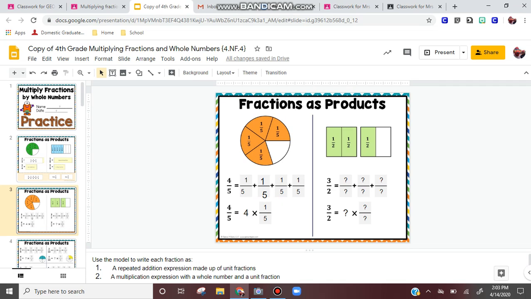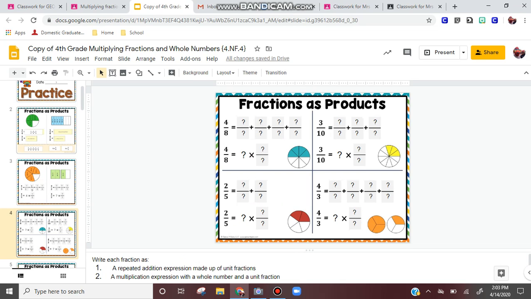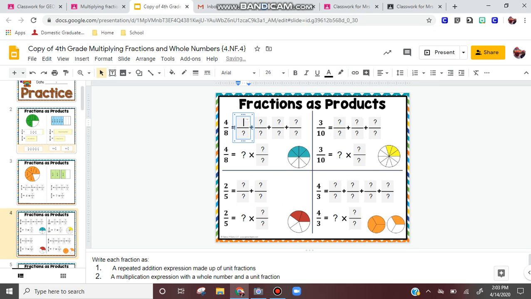Here you have 3 halves, so 1/2 plus 1/2 plus 1/2. So you could write it 3 times, or you could do 1/2 times 3. Same situation there. Okay, the next slide is the same thing you just did. So I have 4/8. So this is going to be 1/8.